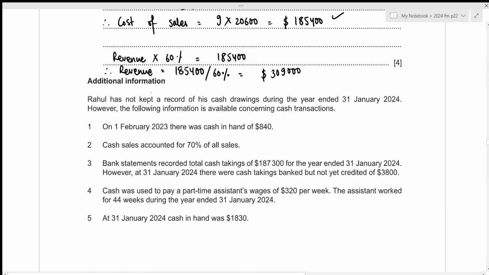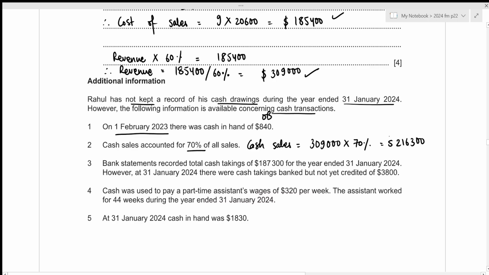We now have additional information. Rahul has not kept a record of his cash drawings during the year ended 31st January 2024. However, the following information is available concerning cash transactions. On 1st February 2023, there was cash in hand of 840. This is the opening balance. Then cash sales accounted for 70% of all sales. Let's calculate it. We know the total sales is 309,000. So cash sales is 309,000 times 70%, which results in 216,300.